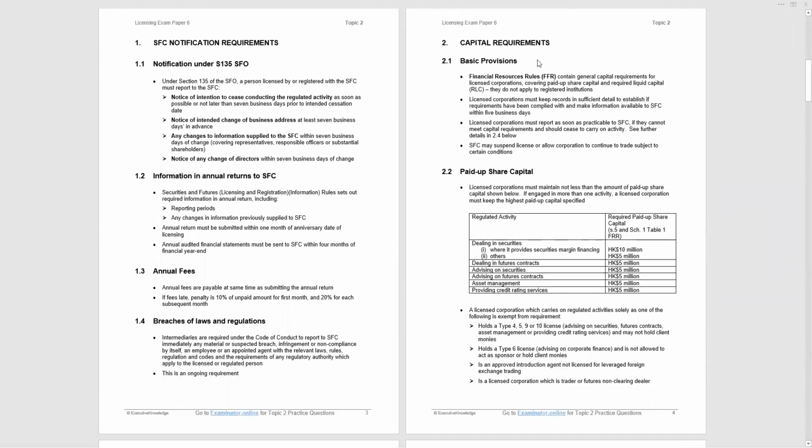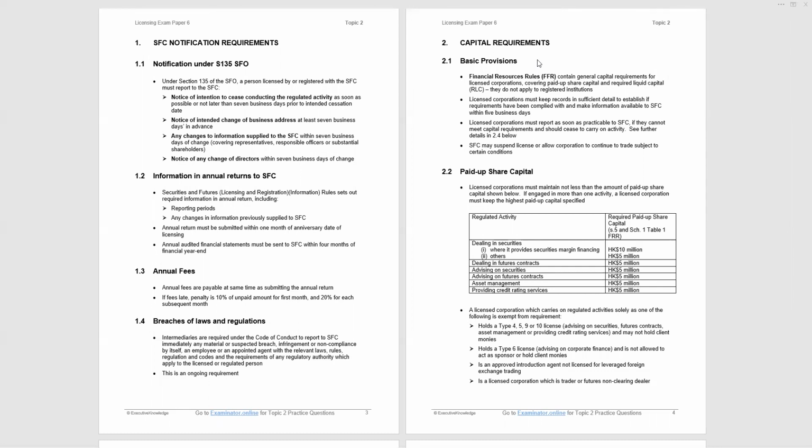Okay, SFC notification requirements. This is the page I think you should be familiar with because there always seems to be a question popping up. Now, there's the 7-day requirements, as I refer to them, under section 1.1.